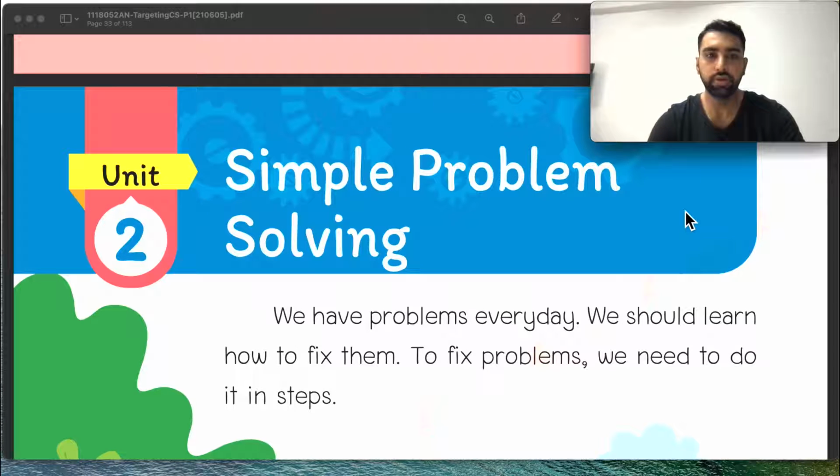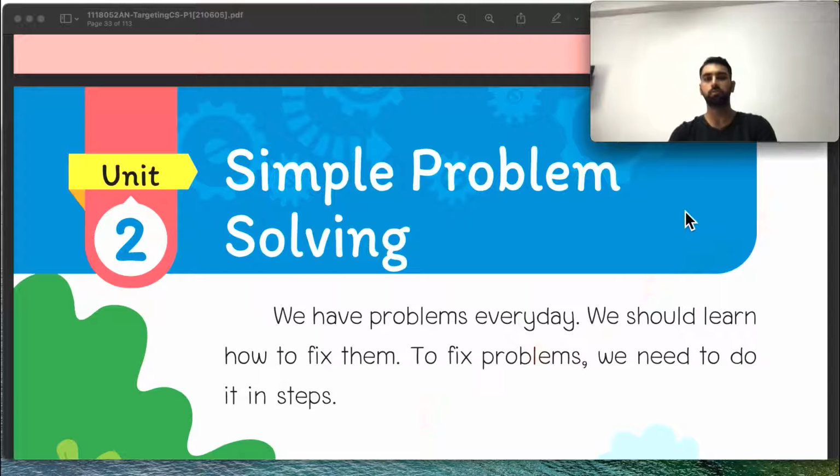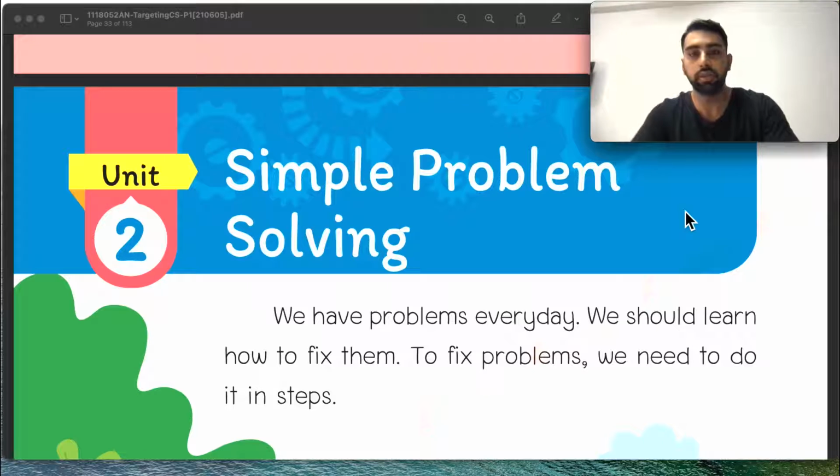So your unit number 2 is about simple problem solving. It's the problem solving in your daily life using some mathematics. Alright, so what is simple problem solving? This is what we're gonna study in this unit. Alright, how we can solve a problem in a computer. So do you wanna check it out? How do we solve the problem?